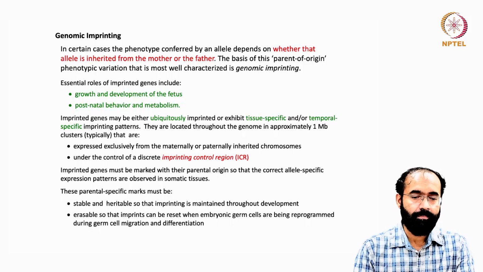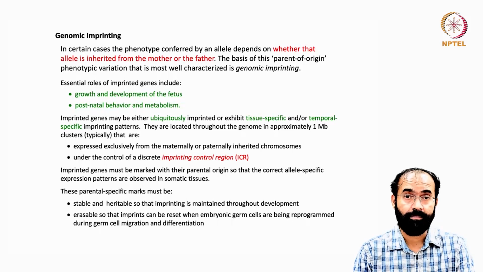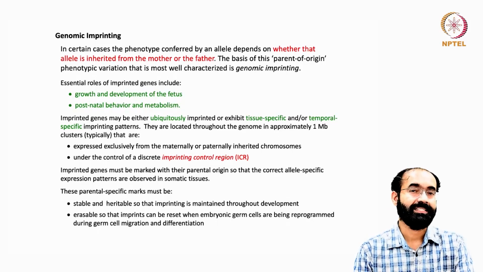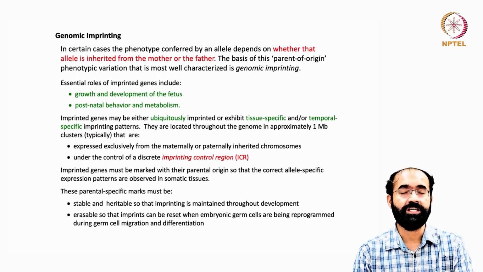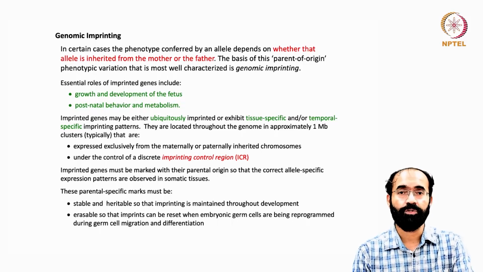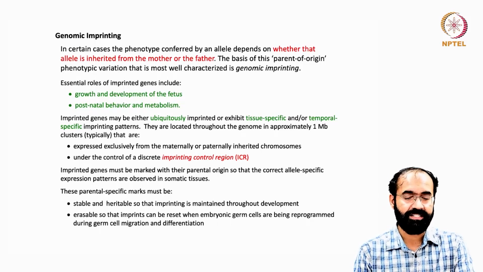So these parental-specific marks must be stable and heritable, so that the imprinting is maintained throughout development. Just like you saw, X chromosome inactivation is a good example of imprinting. Once an X chromosome is inactive, it has to be maintained in all the cells originating from that particular cell. So cell A gave rise to 2 daughter cells, and those daughter cells gave rise to further daughter cells. They should follow the same pattern if it is an imprinted gene.